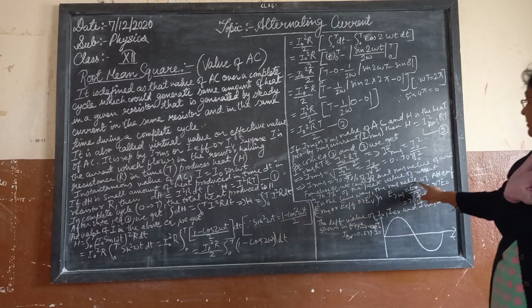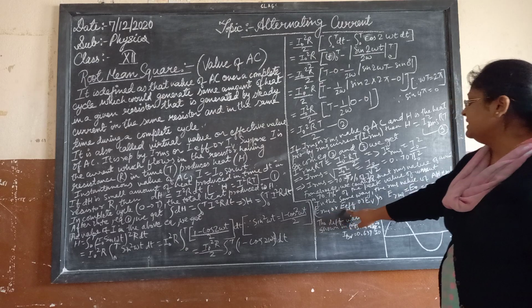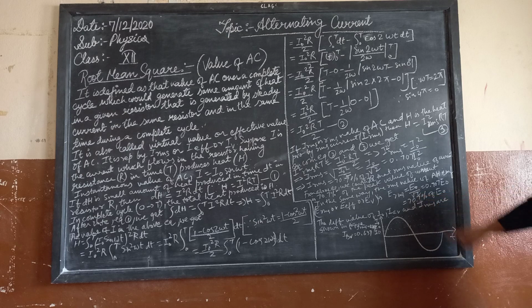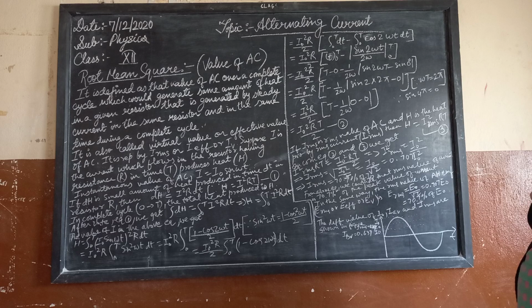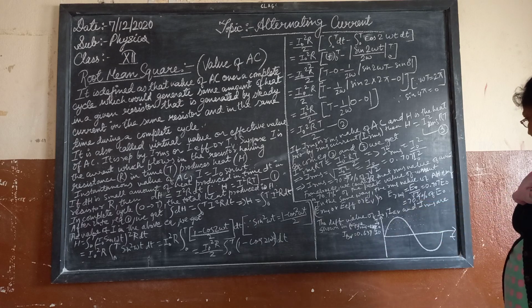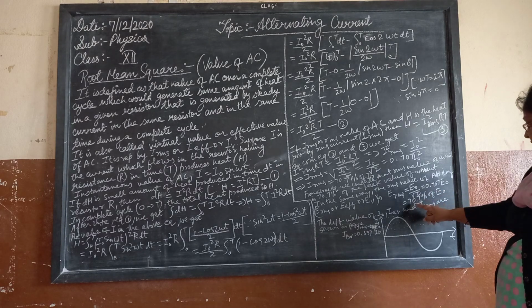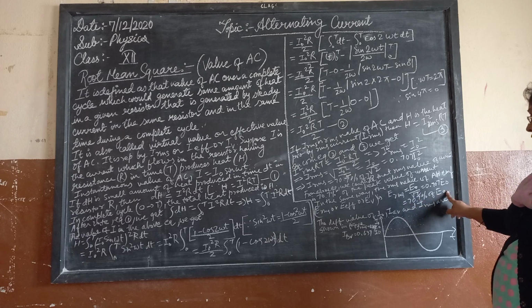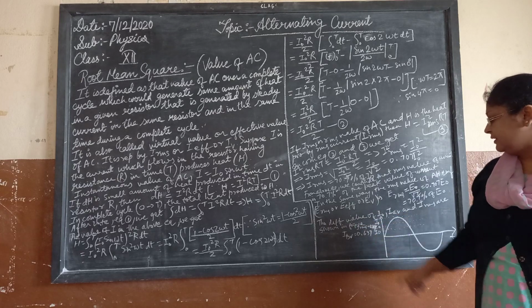Now in the same way, the RMS value of an alternating EMF, ERMS or E effective, is given by ERMS is equal to E0 over root 2. So this will be equal to 70.7% of E0.